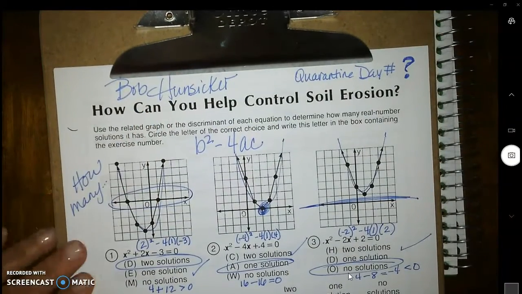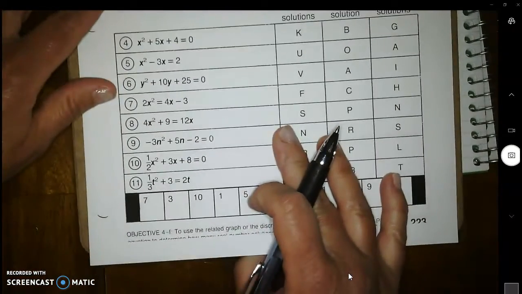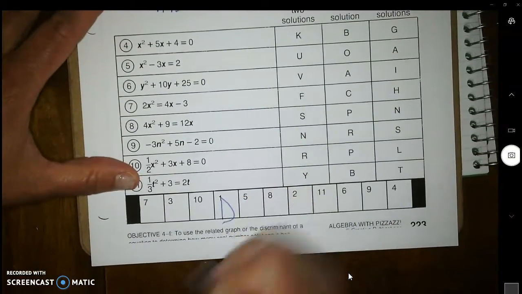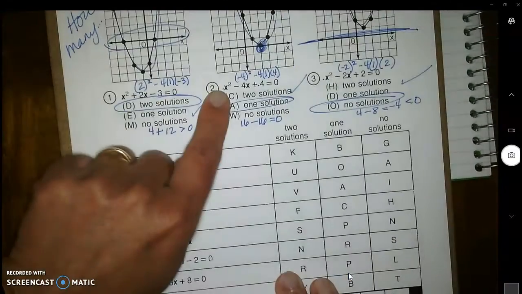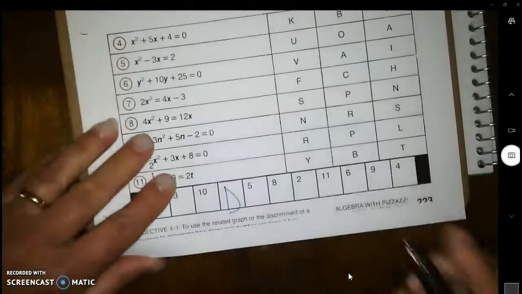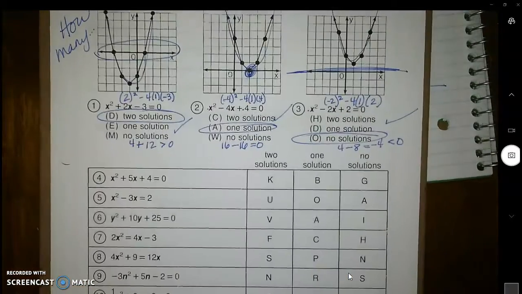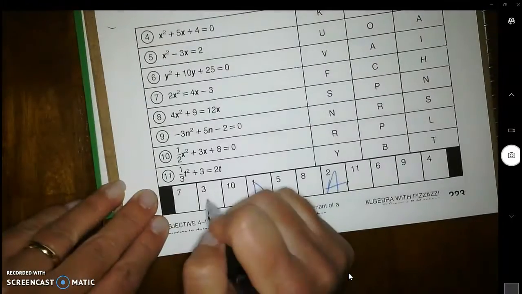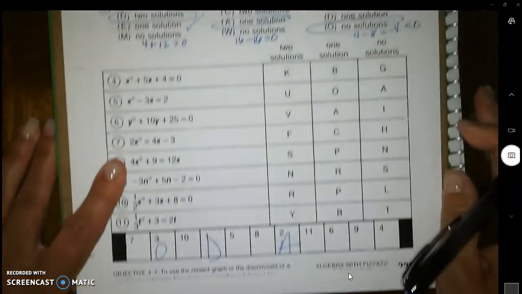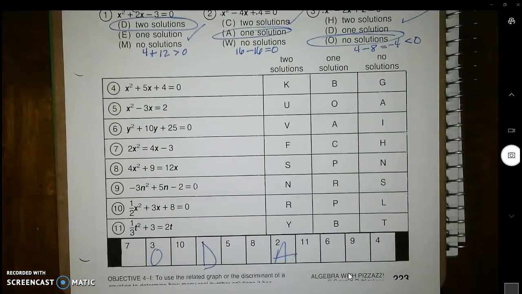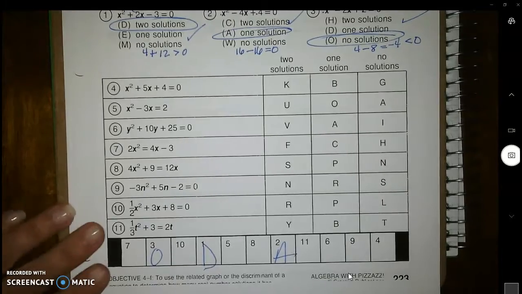All right, let's just see how this fills in the riddle for those of you that are interested to know how you can help control soil erosion. Number 1 was D, so down at the bottom I put a D. Number 2, we got A, so I put an A. And number 3, letter O, there it is. Okay? All right, I want to do a couple more with you. And then again, I'll let you know what your assignment is, okay?